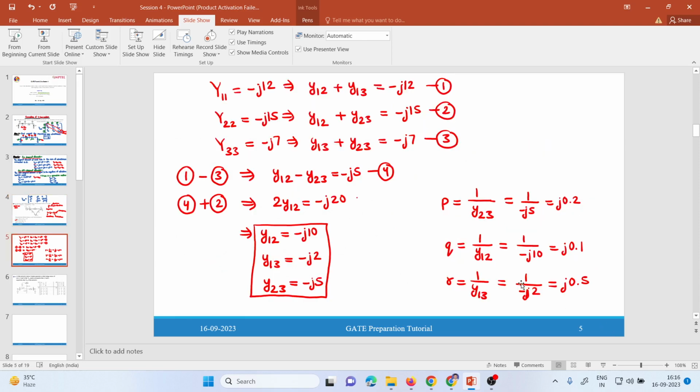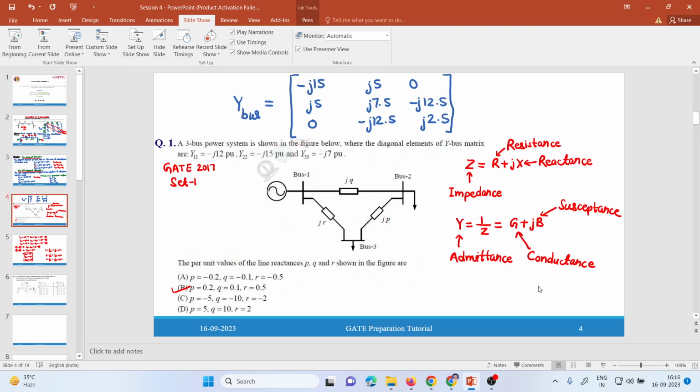So let us move on. Sir, can we just solve this question like jQ plus jR is equal to 1 by minus j12 in this way? jQ plus jR is equal to what? Minus 1 by minus j12. You can try that way also. No, that way you first need to find the Y bus matrix. You are calculating through this Z bus. That is not the correct procedure.